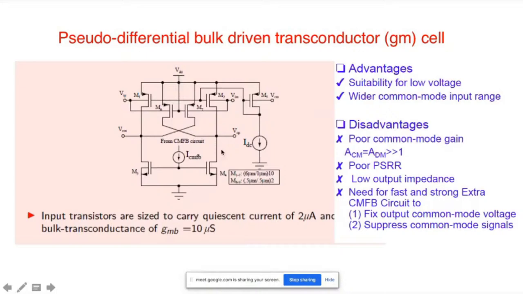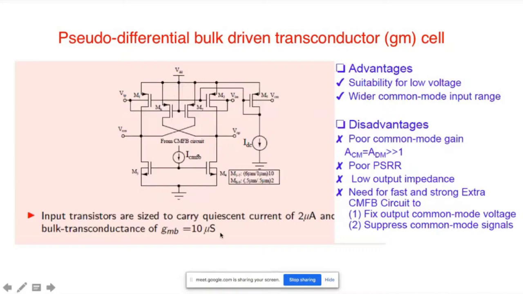Now in our case, we have biased this IDS at around 2 microamps, and that will give my GMB of 10 microsiemens with a size of around 6 into 10, that is, 6 fingers of 10 micrometer width and a length of 1 micrometer, that is 6 micrometer in total. So that configuration will give you around 10 microsiemens as my GMB, which is a bulk transconductance, not the gate transconductance. So this will be my differential transconductor cell, the GM cell, which will give you a GMB of 10 microsiemens.